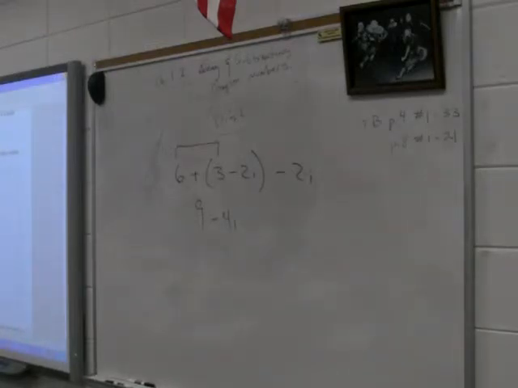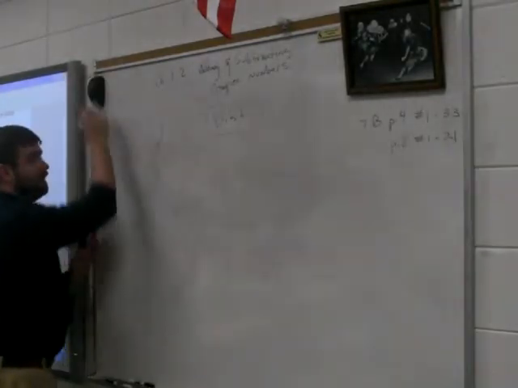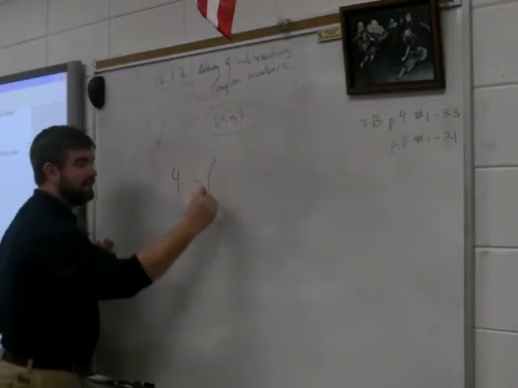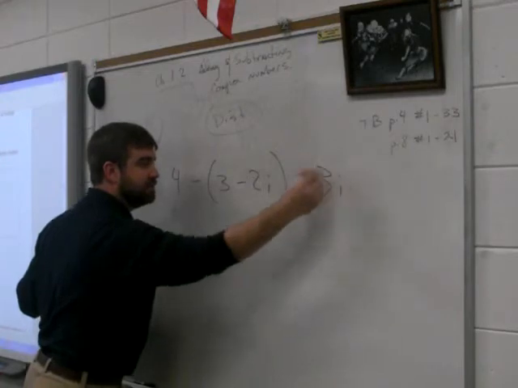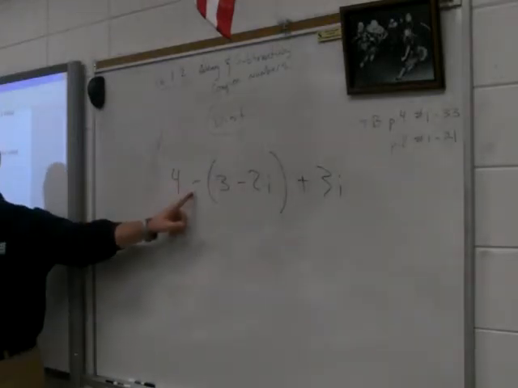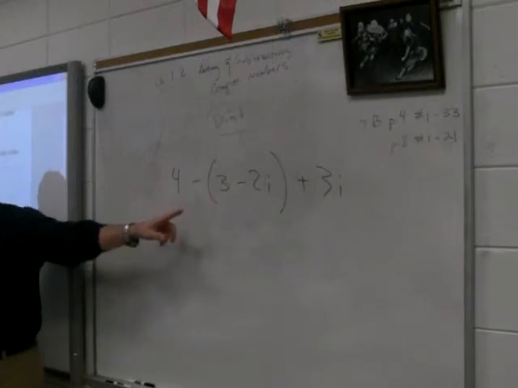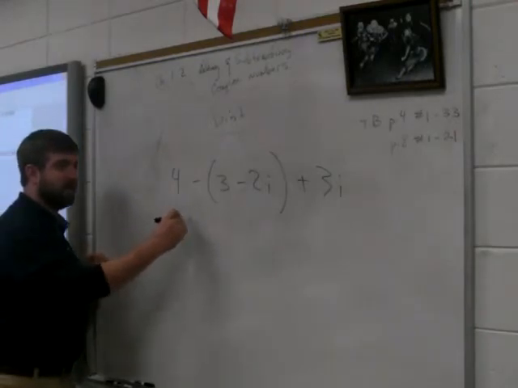Let's do another example with subtraction. Let's see here. 4 minus 3 minus 2i plus 3i. First thing you have to ask yourself is, what is the operation? Are we adding or are we subtracting? We're subtracting, right? That negative right there tells us that we're subtracting. So what's the first thing we're going to subtract? The 4 and the 3, and we get 1.